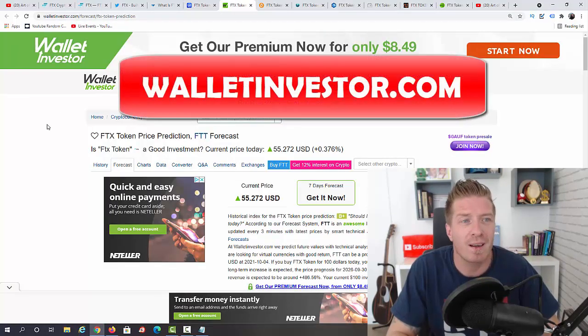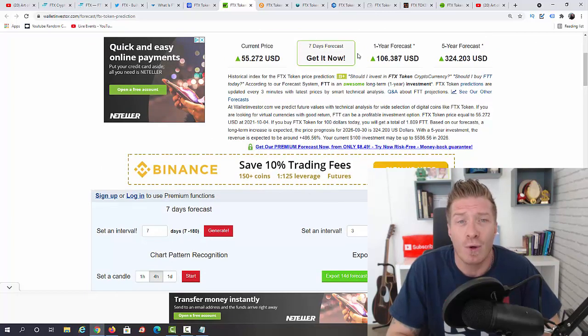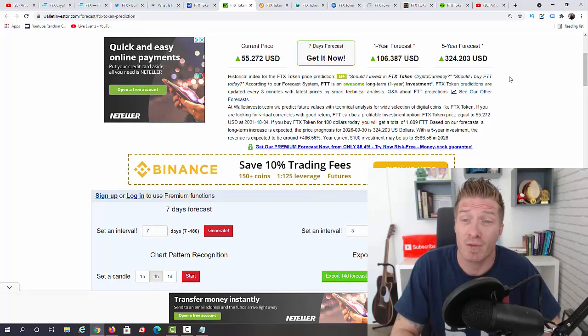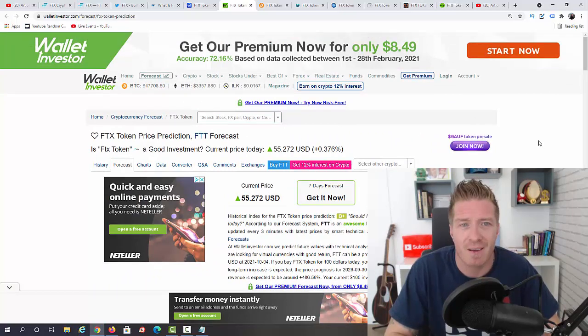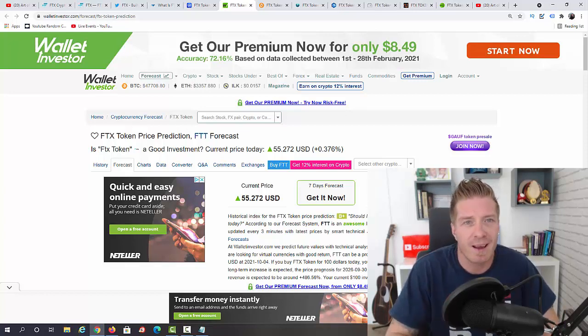Price prediction number one is from walletinvestor.com, and they say that the FTT token in 2021 will be worth $106. So this is for 2021. They have a 5-year forecast and they say $324. So I couldn't agree more. Easily $100 this year. In the next bull run, definitely much more than that, possibly $324 or much more. You never know. Again, all of this is just my opinion and the opinion of these websites, so don't count on it. This is just foreseeing the future, obviously based on data, but anything can happen in this crazy market.